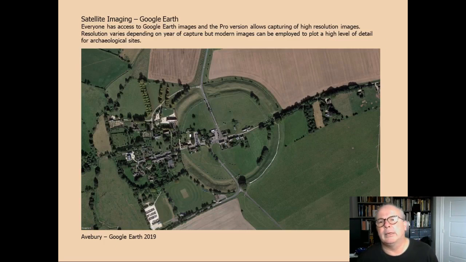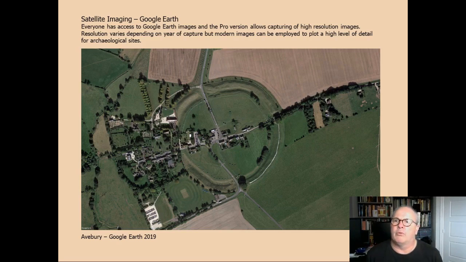The one satellite resource that we all have access to, and it's completely free, is Google Earth. And the current Google Earth satellite images are of a very high resolution. They're higher than the Sentinel-2 that we've just looked at. This is a Google Earth satellite image of Avebury from 2019.